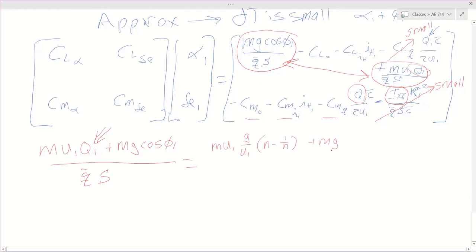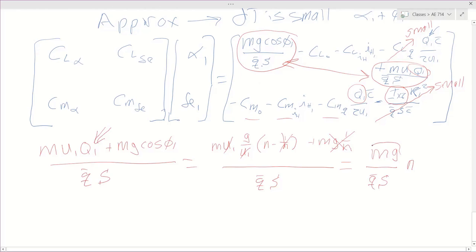And then cosine of phi is 1 over load factor. So we're going to throw that in, cancel the U1 out here, and notice that there's an mg 1 over n negative over here, and mg 1 over n positive here, so those two cancel out. And that helps out a lot, doesn't it? Because it means that here we have mg over q bar s times load factor.